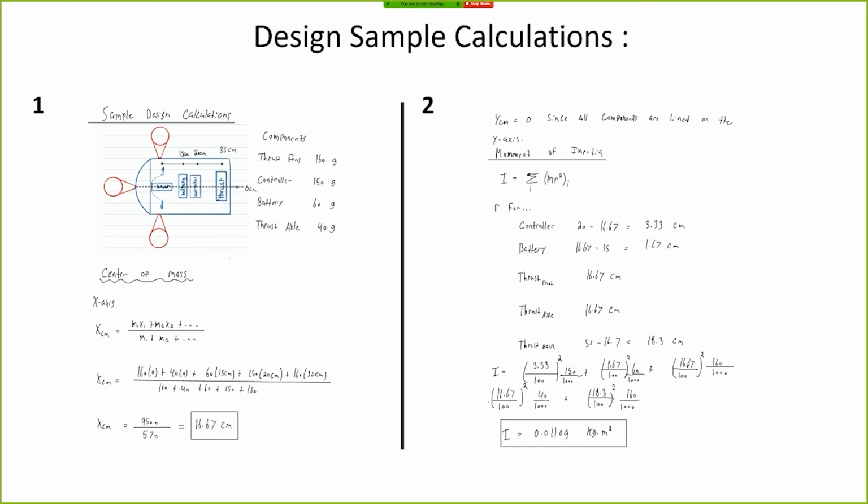Next, we'll cover the moment of inertia by using the formula I equals summation of m r squared. Again, the components are listed there with the respective radius compared to the center of mass. We plugged into the formula and obtained 0.01109 kilograms per meter squared.